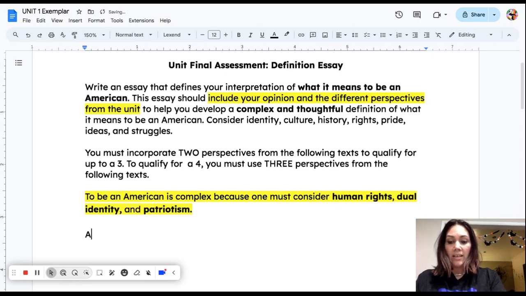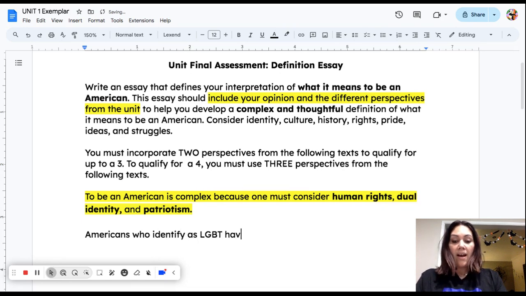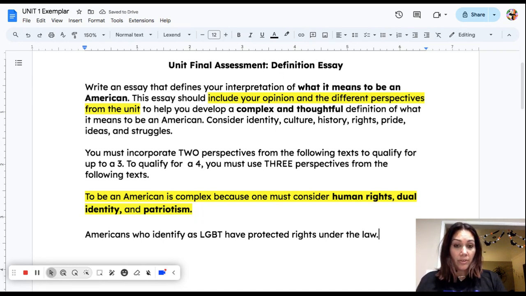So I might say, Americans who identify as LGBT have protected rights under the law or under constitutional law. It's simple. It talks about human rights, and I know that I'm going to go into the Bill of Rights. So what does this mean? Americans who identify as LGBT have protected rights under the law.